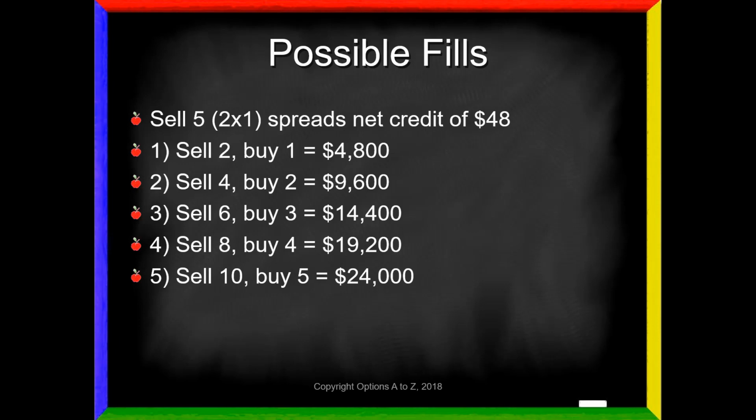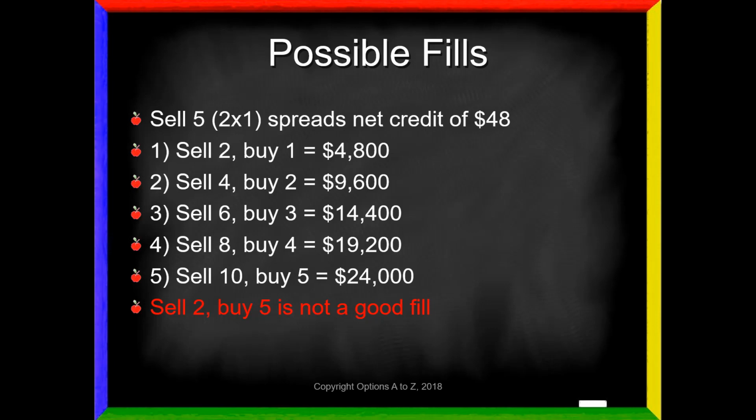So where can we break this spread down? We have to break it down into these 2-by-1 components. Those are the smallest units in which this trade can be filled. So just to be clear, you couldn't get a fill of, let's say, sell 2 of your contracts but buying 5. That's not a good fill because it's not in a 2-by-1 ratio.